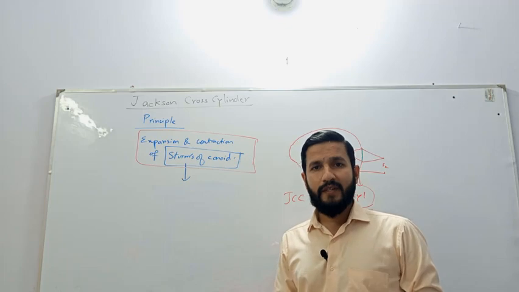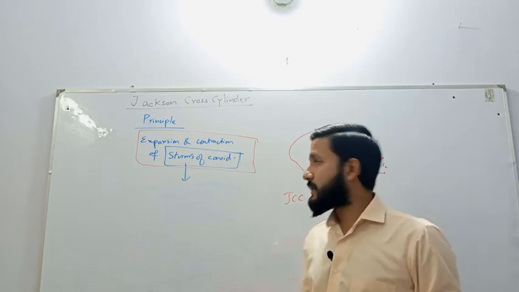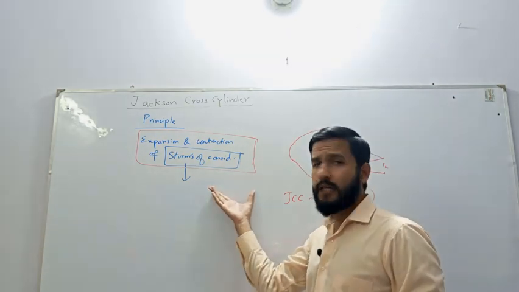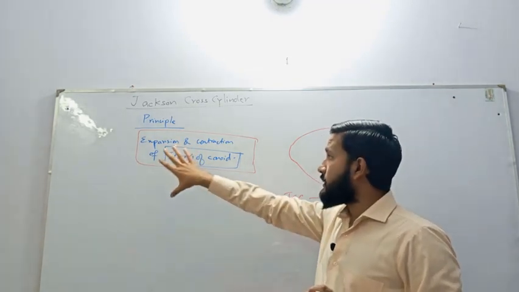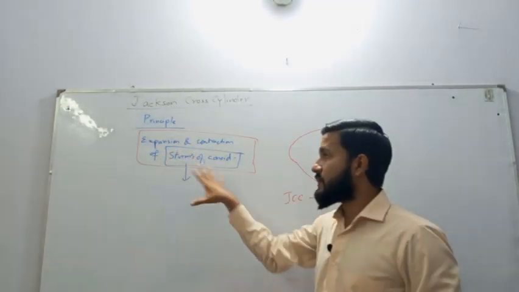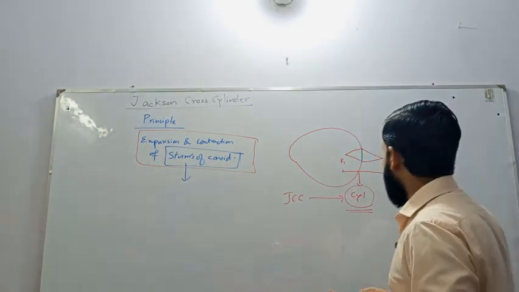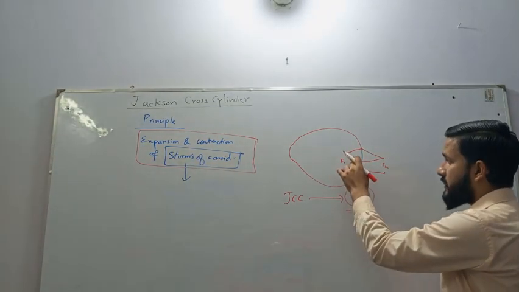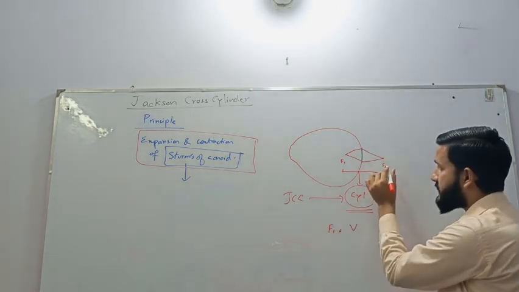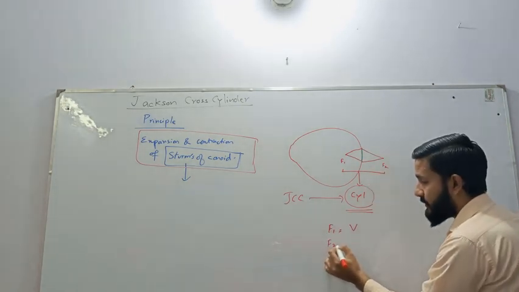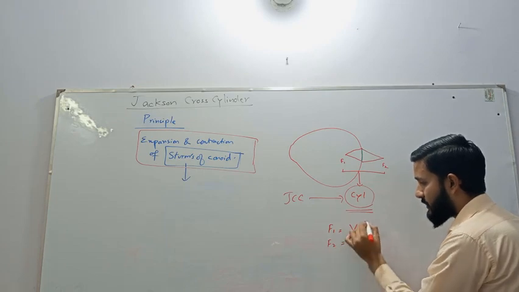So far, I have discussed the basic concepts related to Sturm's conoid. I hope that's clear. And now we will focus on the expansion and contraction of Sturm's conoid. We know that this F1 was formed by the vertical meridian and this F2 was formed by the horizontal meridian. You must remember that.